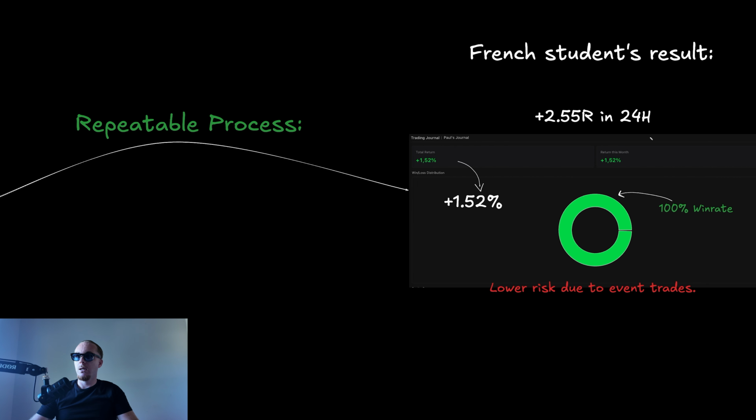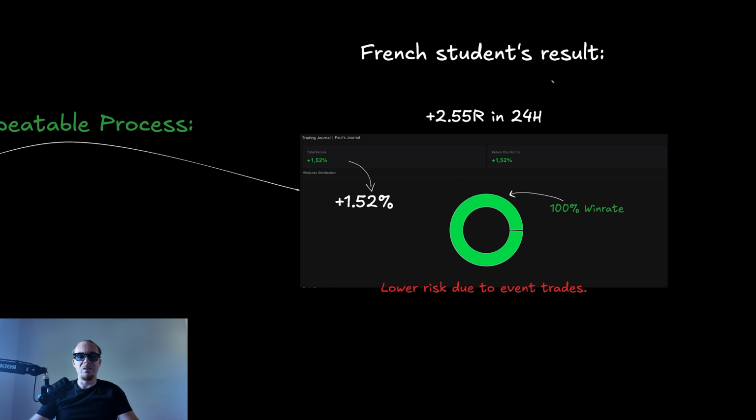but I can also teach you all to trade that way. This is one of my French students' results this week, not 2 months ago, this week. And he made basically plus 2.5R, but he only risked 0.5%, okay, not much, because this is the first execution, right? We need to go step by step. So in total, it's like plus 1.5% in 2 trades. Really good, 100% win rate as well.